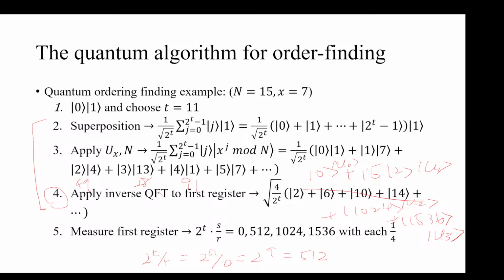And yeah, so apply inverse QFT, you should get those 4 states with equal superposition, so with amplitude 1 over 2 on each of them. Okay. So the actual state we get should be this whole thing times 1 over 2. And then you measure the first register, you should get 1 of the 4 numbers here: 0, 512, 1024, and 1536.